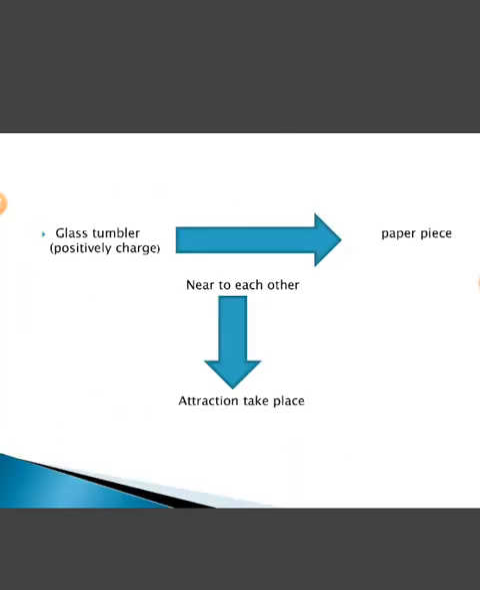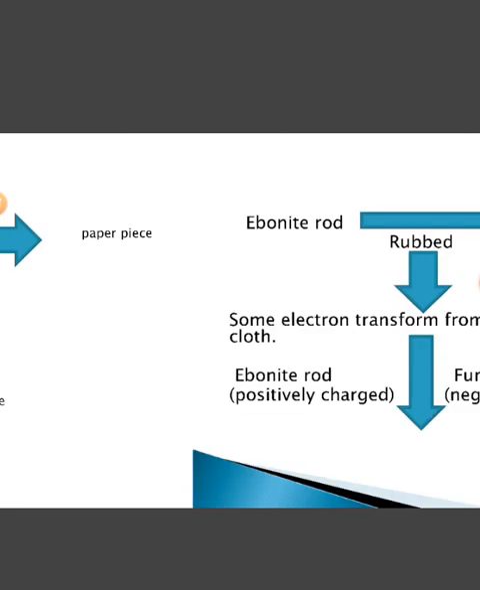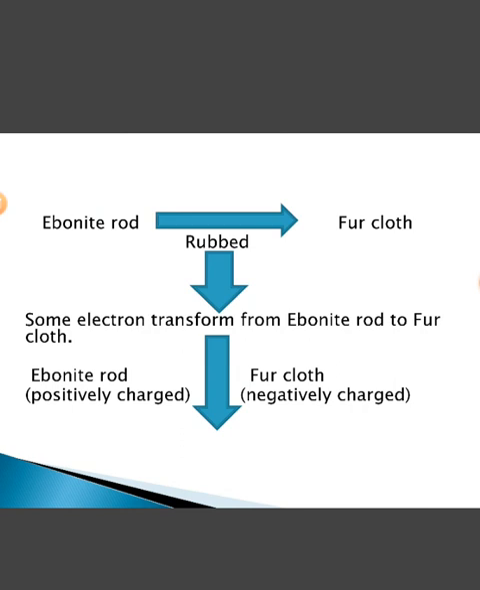So electrons are being transferred. Now the glass tumbler that is now positively charged, if you bring it near a piece of paper again, there will be attraction. There will be what? Attraction, because the glass tumbler is now positively charged. Now, take an ebonite rod and rub it with fur, that is the fur of your clothes. Some electrons transfer from the ebonite rod to the fur, and that makes the ebonite rod positively charged and your fur cloth negatively charged.